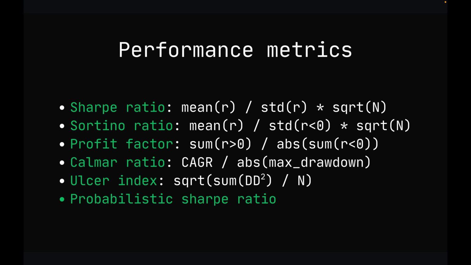These are the main performance metrics. The Sharpe ratio, of course, rewards high and stable returns. The Sortino ratio penalizes more for negative returns. The profit factor compares the gains versus the losses. The Calmar ratio compares the annual compounded growth rate against your maximal drawdown. And your Ulcer index looks at the duration and depth of your drawdowns over time.